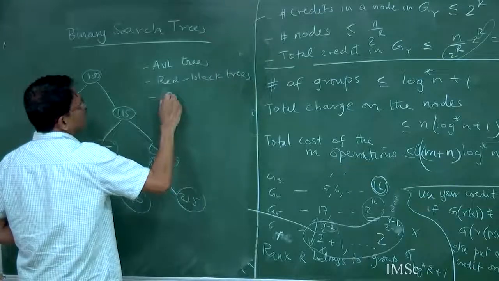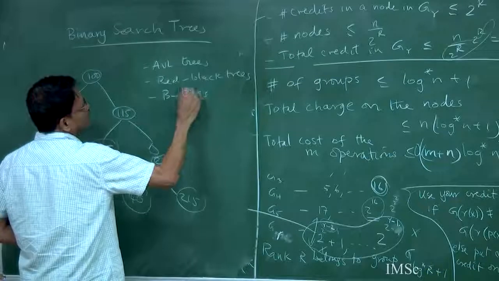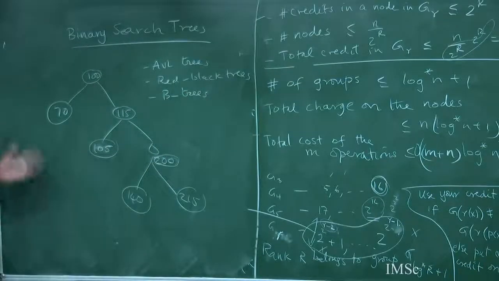There is something called B trees. B trees are nodes where each node contains more than one value. It will have many values. But then how do you want to maintain the search tree property?